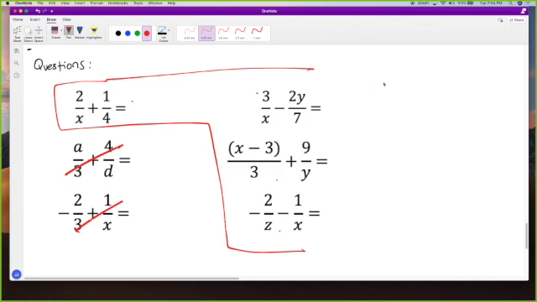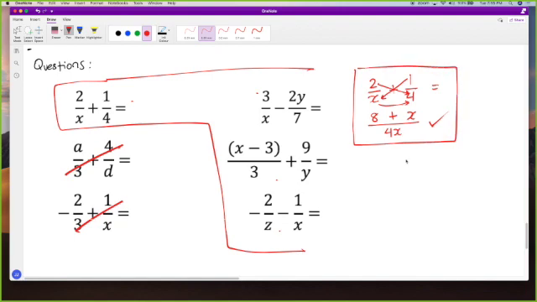So for this first one, I have 2 over x plus 1 over 4. Remember, it's just one method. Multiply your denominators. x times 4 is 4x. Then cross multiply. 2 4s are 8. Plus 1 times x is x. That is the answer. It's as easy as that. This will work for all fractions. Then we do this one here.